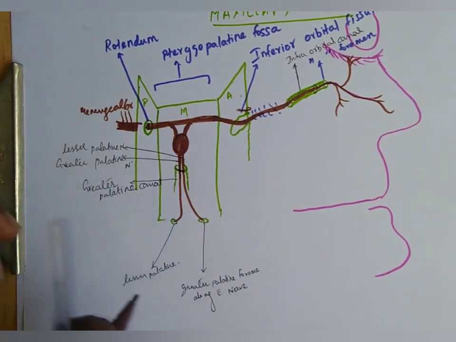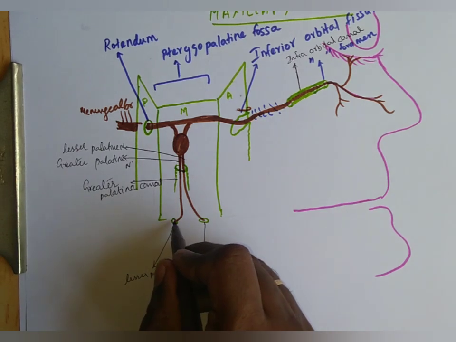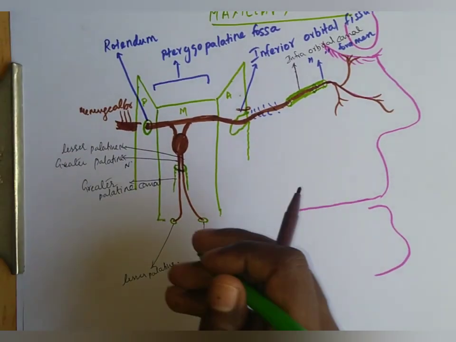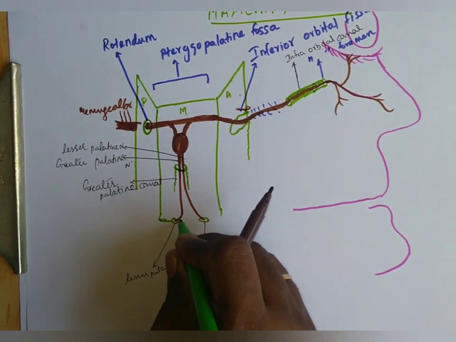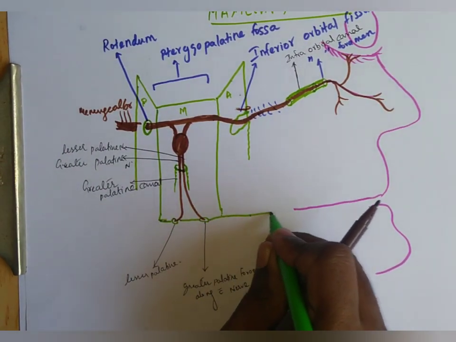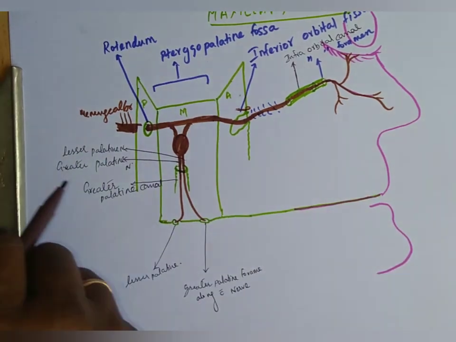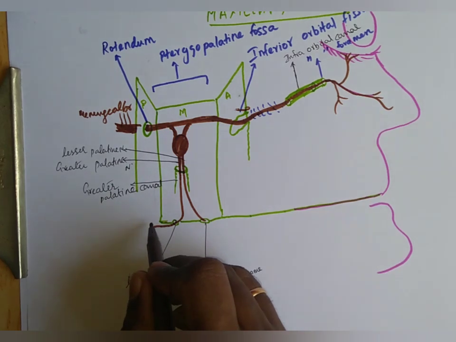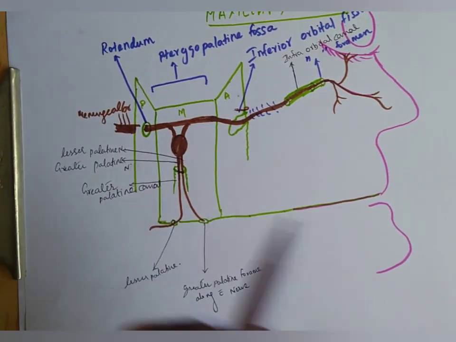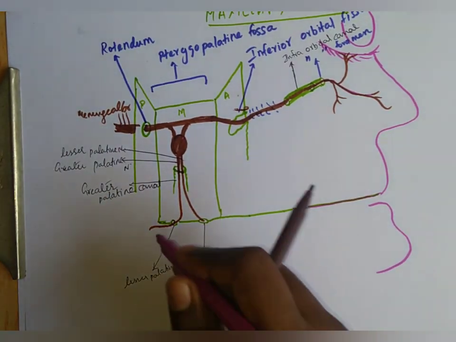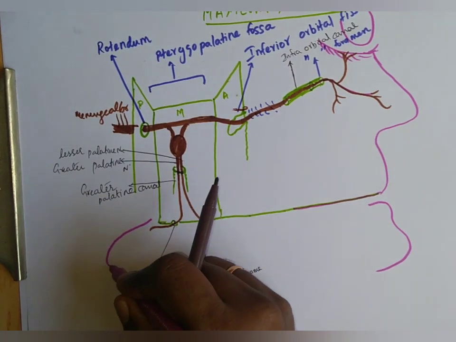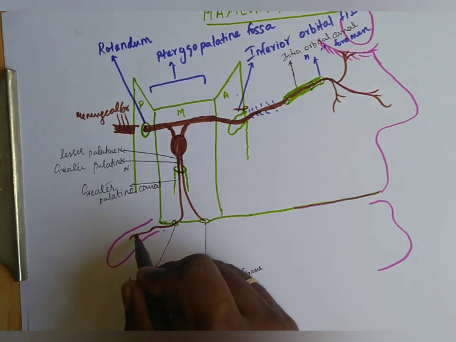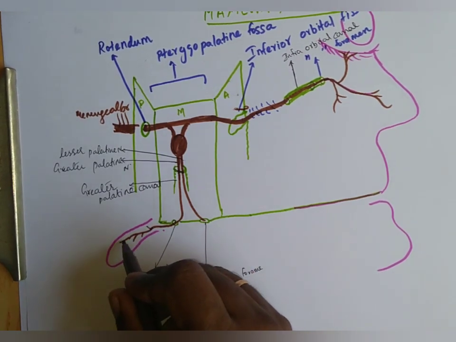First, we will see the course of the lesser palatine nerve. This lesser palatine nerve goes along the hard palate. So, this entire thing is the palate. Okay, hard palate. So it goes posteriorly and enters inside the soft palate. For the soft palate, we'll use the pink color to draw. This is the soft palate, and it will supply the mucosa and the glands of the soft palate.